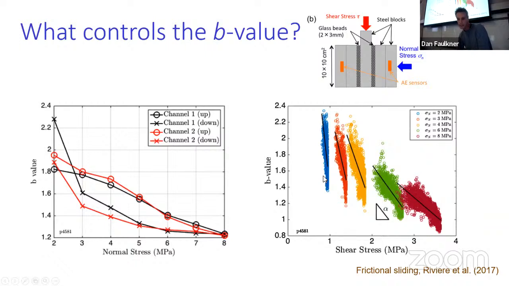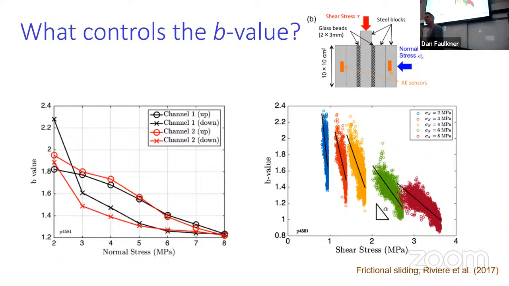And this corresponds to quite high values of B value. So lots of small events, not very many big ones. And as we start to push our model fault zone a little bit firmer together, so we go to higher normal stresses, then you need more shear stress to make your fault slide. And the highest normal stress that was used in this experimental setup are these red circles just here, and these correspond to B values which are much lower.